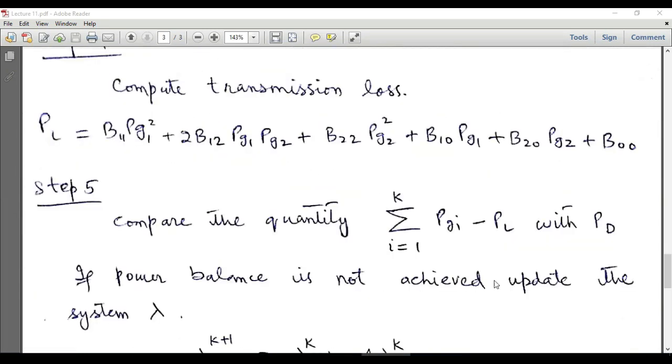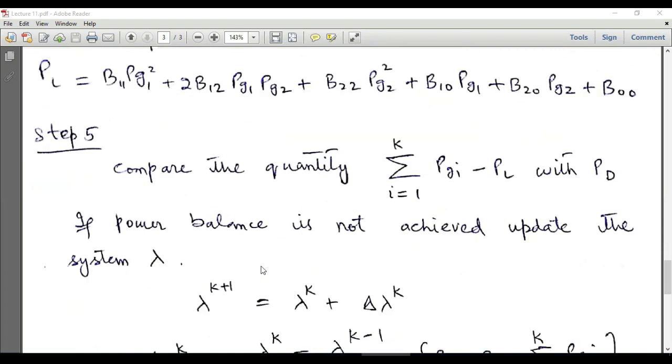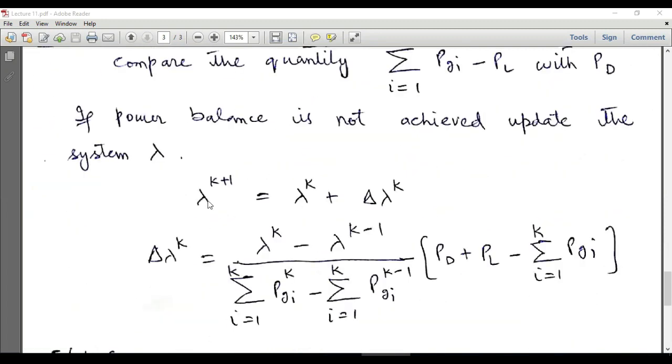This is the constraint that we have just discussed. This constraint has to be satisfied. If the power balance equation is not achieved, we have to update the system lambda. The next value of system lambda will be equal to the previous value of system lambda plus delta lambda, and delta lambda will be calculated from this equation. Delta lambda k is equal to lambda k minus 1 divided by summation I equal to 1 to k of pgi k minus summation I equal to 1 to k of pgi k minus 1, multiplied by pd plus pl minus summation I equal to 1 to k of pgi. This will give us delta lambda.